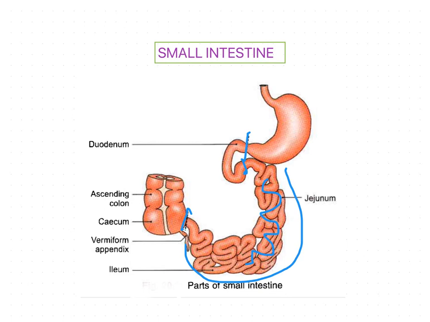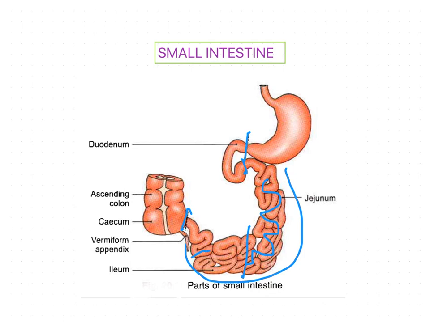In this mobile part, the upper 2/5 of the mobile intestine is known as the jejunum, and the lower 3/5 is known as the ileum. This one is the ileum. The structure of the small intestine is adapted for digestion and absorption.